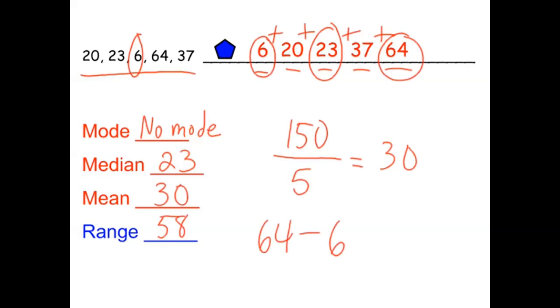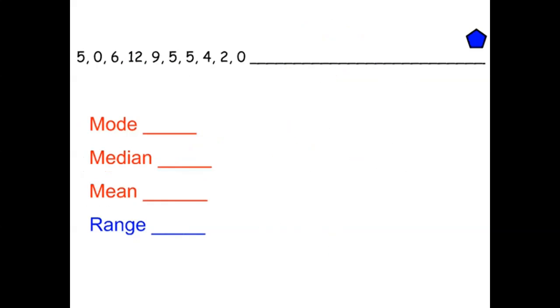All right, let's take a look at another data set. Here's some pieces of data, and I've already put them in order from least to greatest. You would want to write these on the line. The mode: I see here we have 2 zeros and we have 3 5s. So our mode is actually 5. The number that appears the most in that data set is 5.